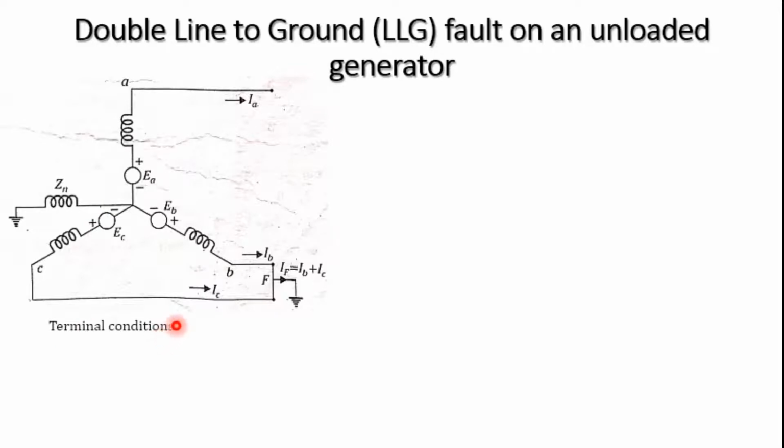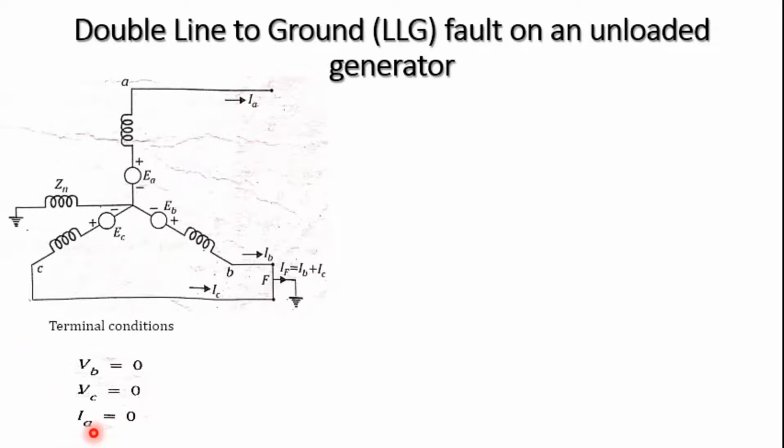The fault takes place between B and C, and it is grounded. So what will happen if it is grounded? The voltage across the two phases will become zero, that is VB and VC will become zero, and the current of the healthy phase, that is IA, will become zero.